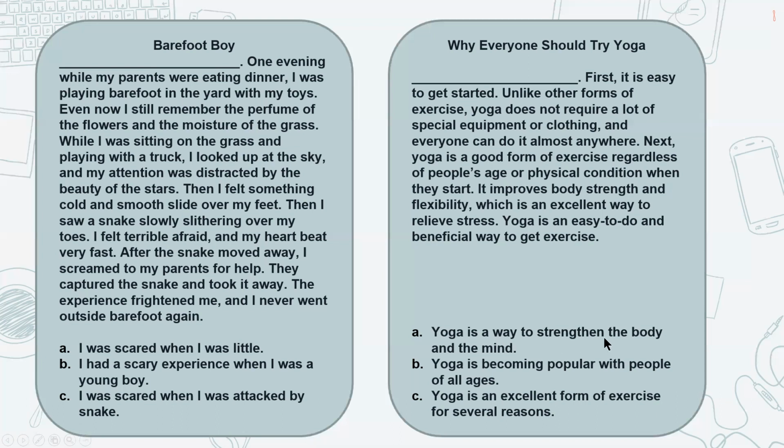A: Yoga is a way to strengthen the body and the mind. B: Yoga is becoming popular with people of all ages. Actually, B has nothing to do with the paragraph. This is not what the paragraph is about at all. C: Yoga is an excellent form of exercise for several reasons. So you can choose from A and C. Actually, I will choose C because it has several reasons, and in the paragraph, I'm listing these reasons. So C will be the best topic sentence for this paragraph.